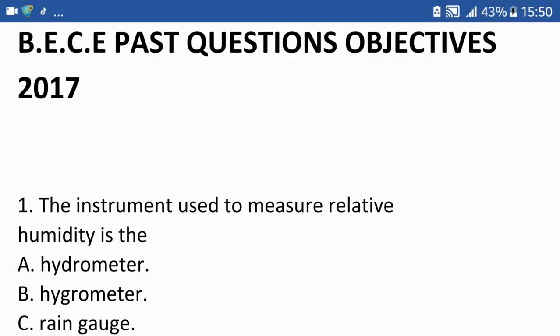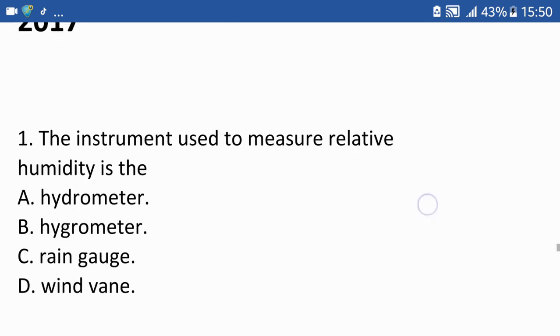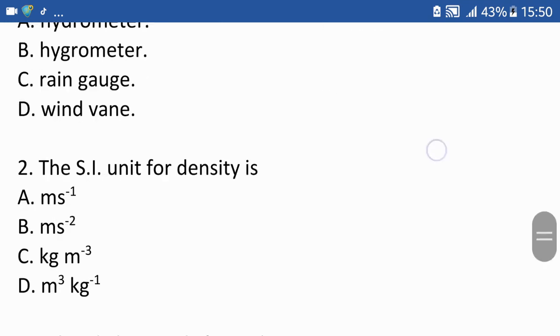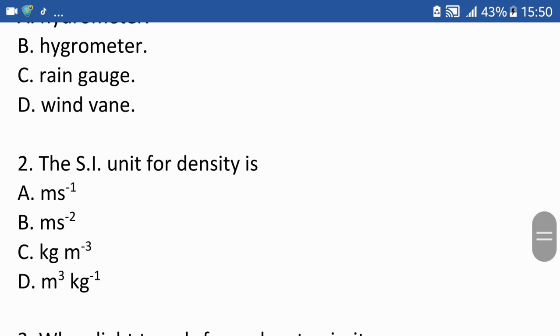Welcome to BECE Past Questions, Objectives 2017. I'll urge you to take your pens and your books and then answer the questions as I read. Number 1, the instrument used to measure relative humidity is. Two, the SI unit for density is.